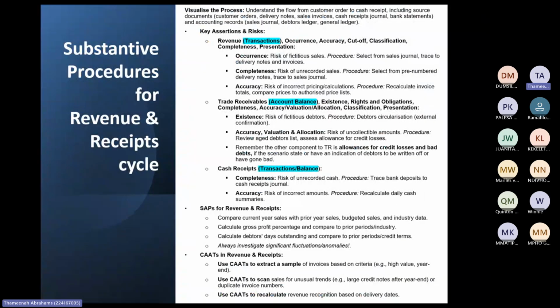Then, okay, so you can just go through that. So completeness is again unrecorded cash, accuracy is about the amounts, etc. Then the analytical procedures for revenue and receipts. You see, so you compare current year sales with prior year sales, or with budgeted sales, or with industry data or industry norm. You'll calculate gross profit percentage and compare to prior periods or industry norms. You'll calculate debtors days, for example, and compare it to credit terms, and always investigate significant fluctuations or anomalies.